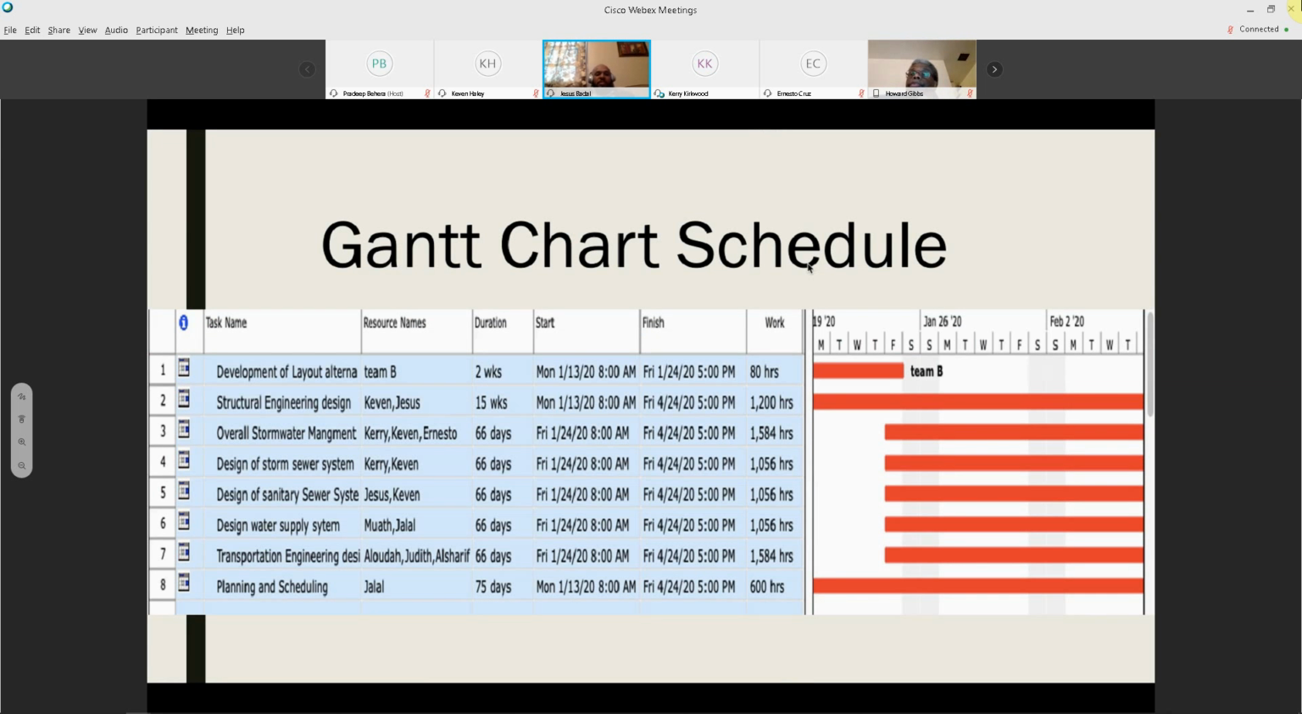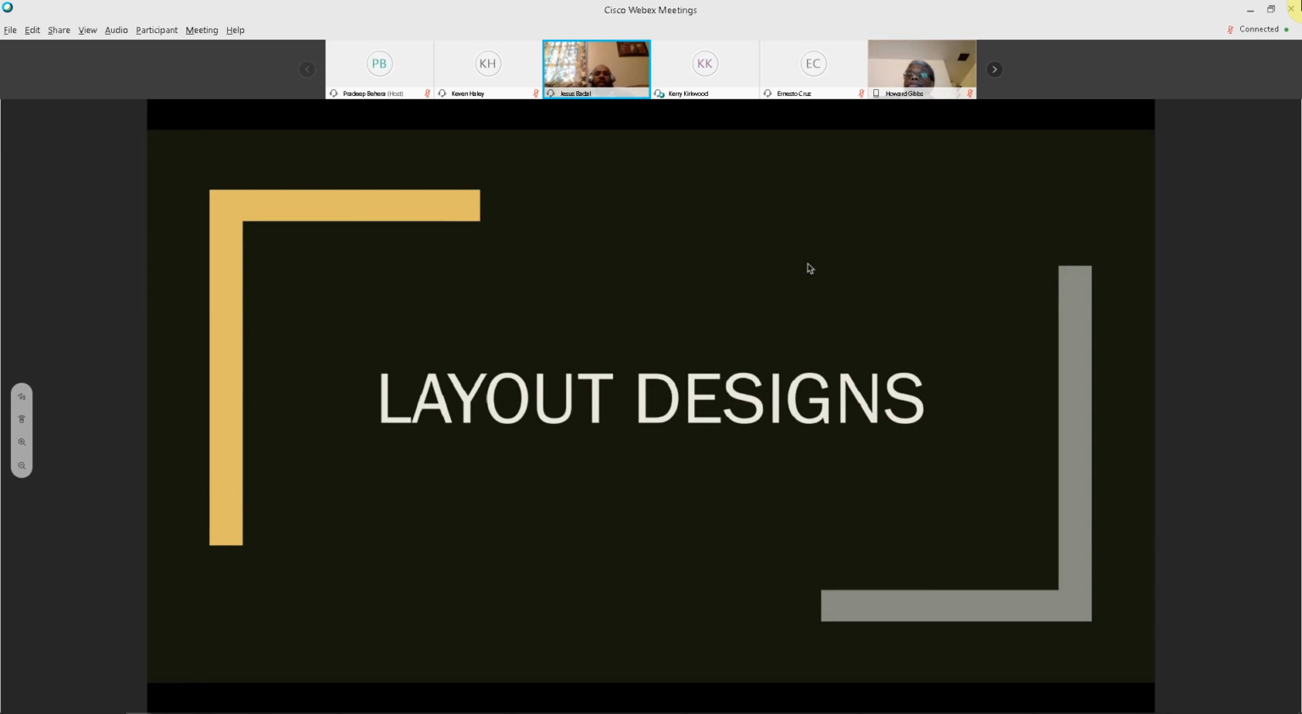So in order to keep everything on schedule, we developed a Gantt chart that went from the beginning of the project to today. Next slide. Layout designs. So for our layout designs, I will hand over, finish up our layout designs.